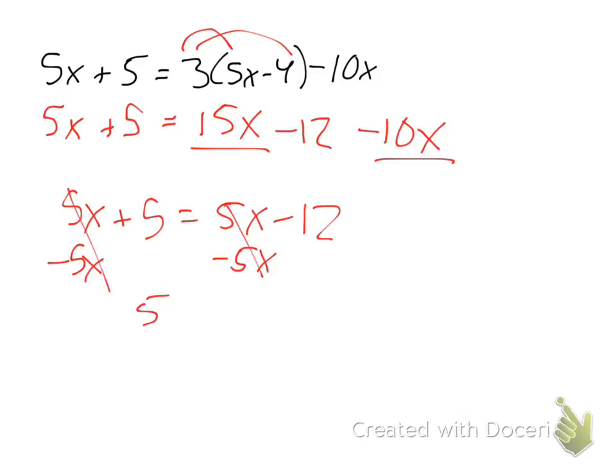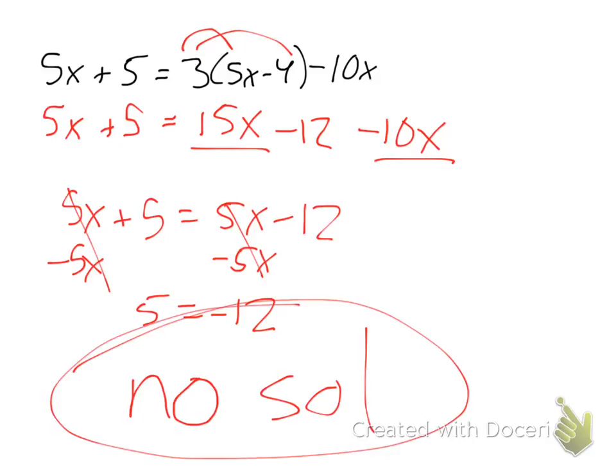Gone. Wait a minute. 5 equals negative 12? When does 5 ever equal negative 12? It doesn't. What does that mean again? We said that meant something a while ago. No solution. 5 will never equal negative 12. 0 will never equal 2. All of those things, right?